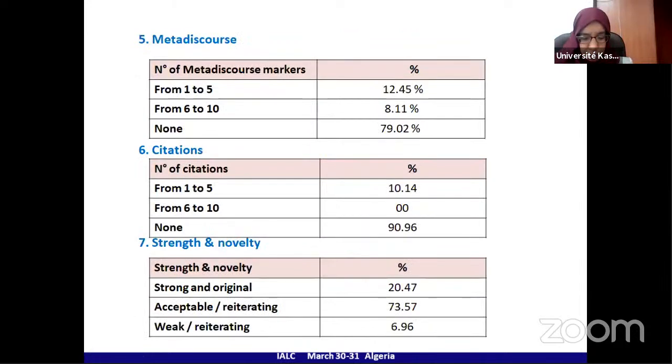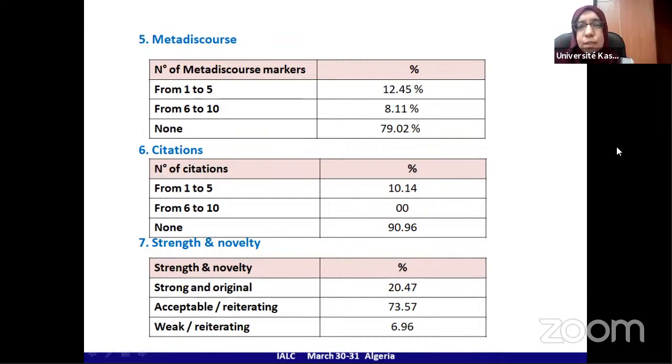We continue with the results. The use of meta-discourse markers: in 79.02% of the abstracts, there are no meta-discourse markers, and this affects coherence and the introduction of the different moves in the abstract. There are some abstracts with 1 to 5 meta-discourse markers, here with a percentage of 12.45%, and those with 6 to 10 meta-discourse markers have a percentage of 8.11%.